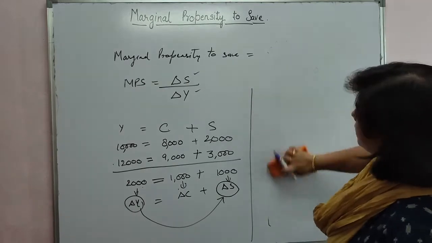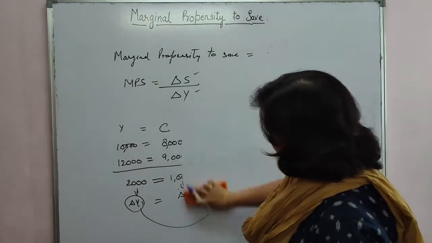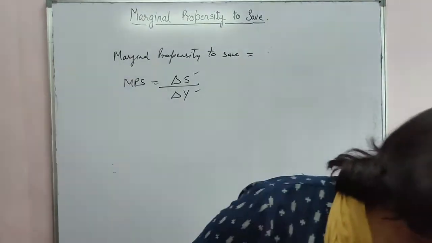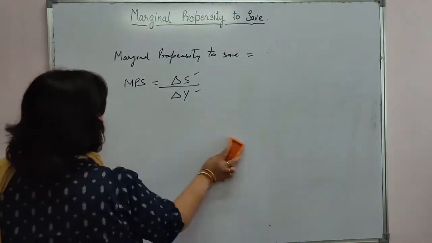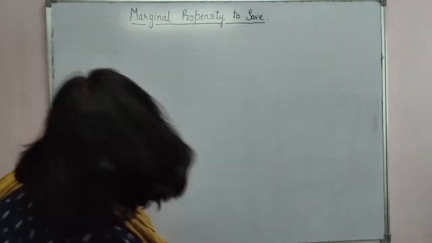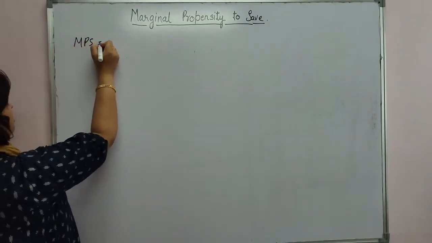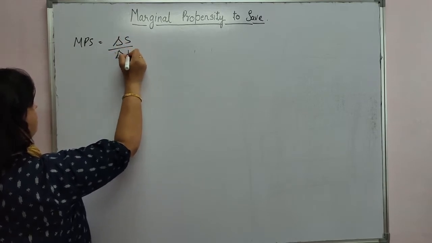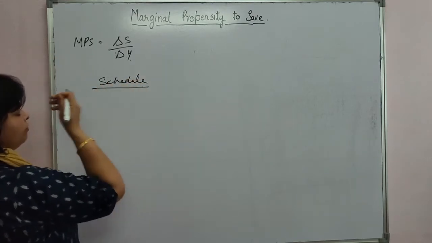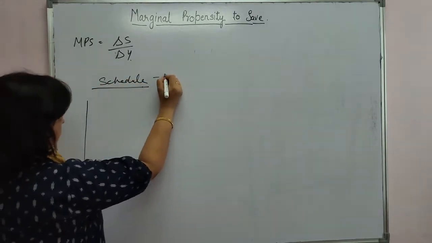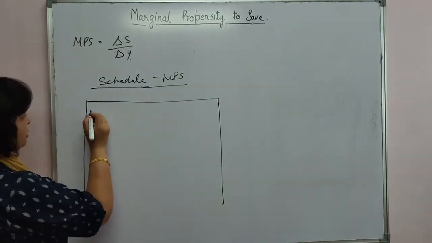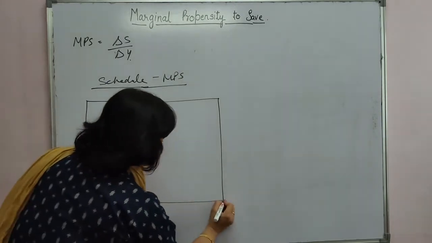Now we can understand the concept of marginal propensity to save using a diagram and schedule also. The formula for MPS, I will write here: MPS is equal to delta S upon delta Y. First of all, we will make a schedule of MPS. It's very important when you're making a schedule or a diagram, always write the title of the table or diagram.